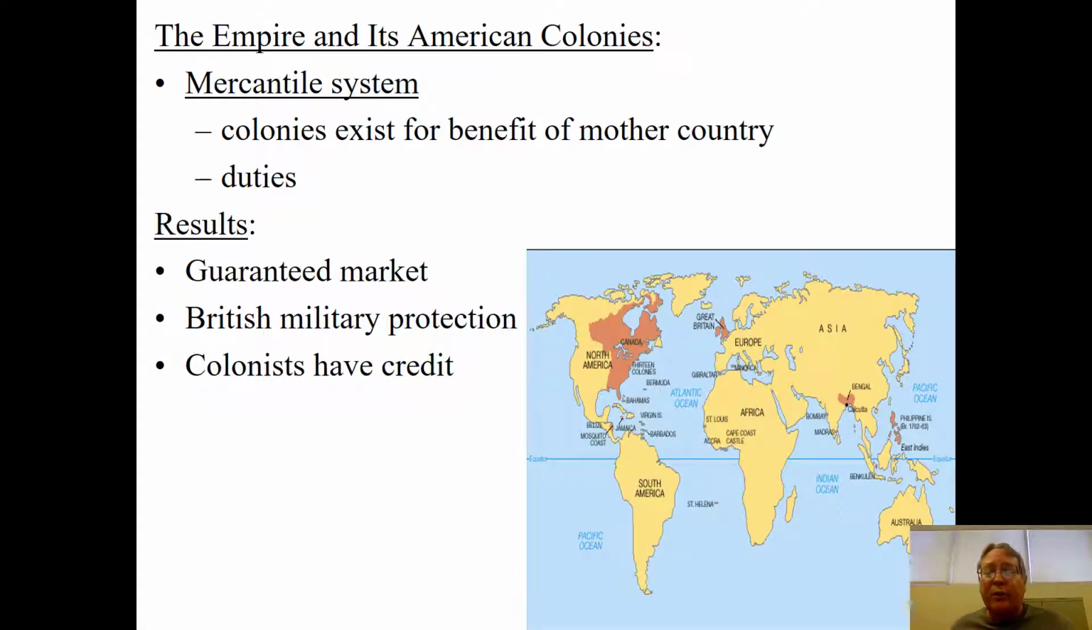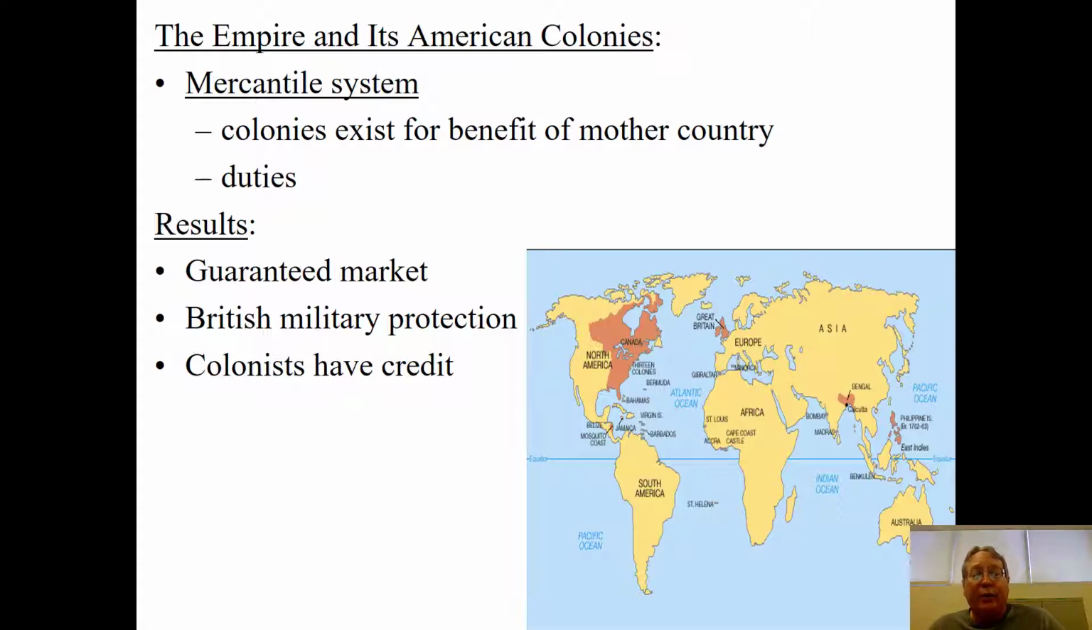Another big thing that's supposed to happen here is if you're a colonist in this empire, you're supposed to be able to use credit. Right? You may not have cash on hand. As a matter of fact, one of the big problems for the British Empire is constantly the fact that they don't have a lot of gold and silver. They never find any in their colonies. They don't have any in Great Britain. They have to get it from other sources.